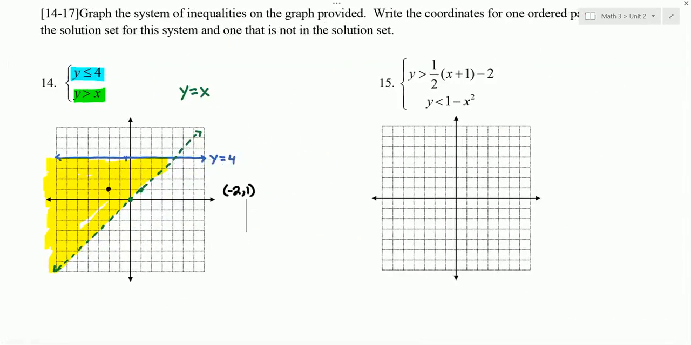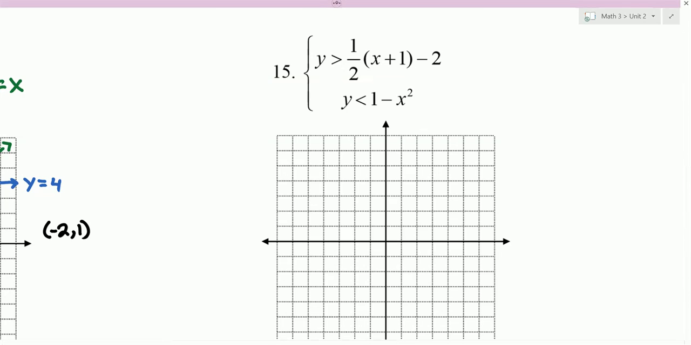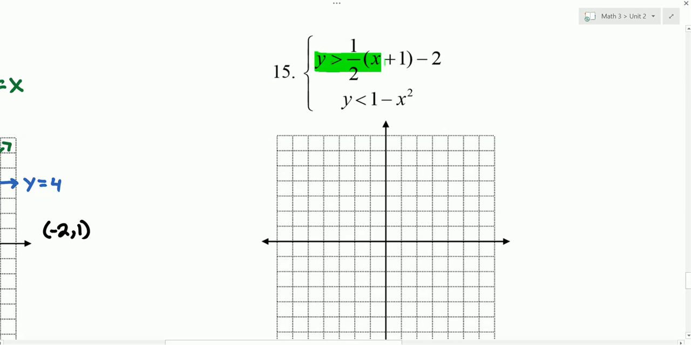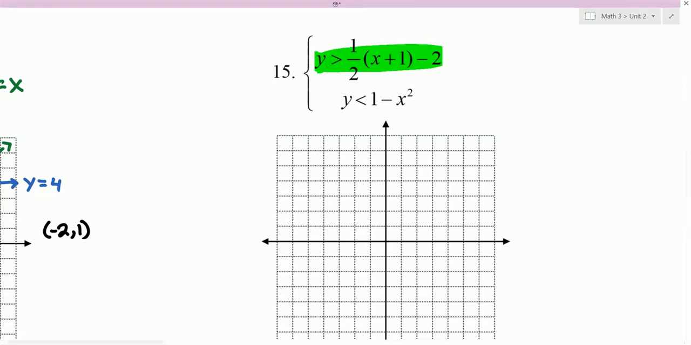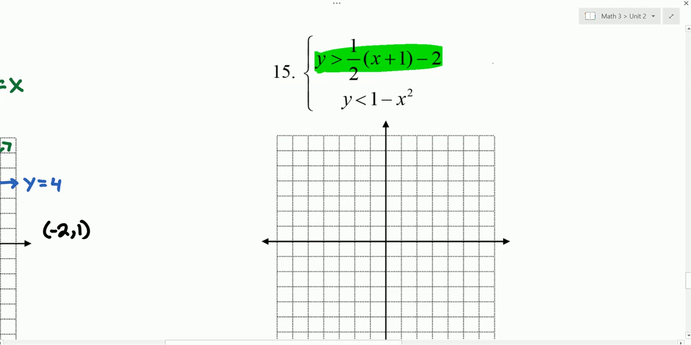Number 15. So 15, I'm going to graph the first one in green. That's our boundary line. It is going to be y equals 1/2 x plus 1 minus 2. That's a line.